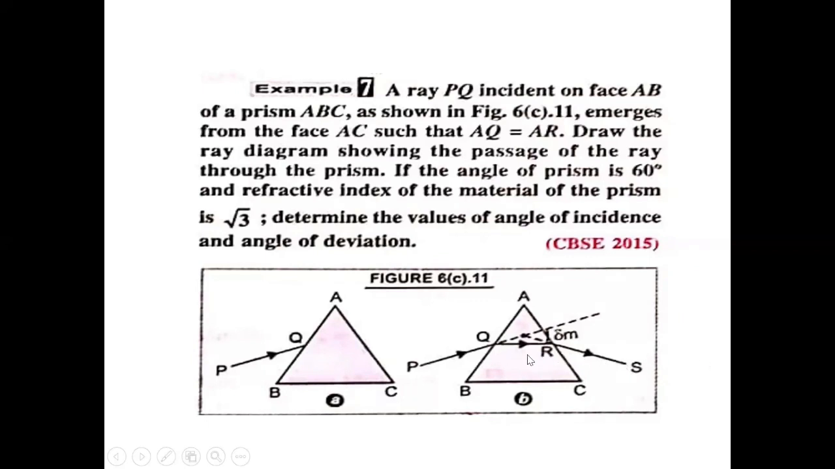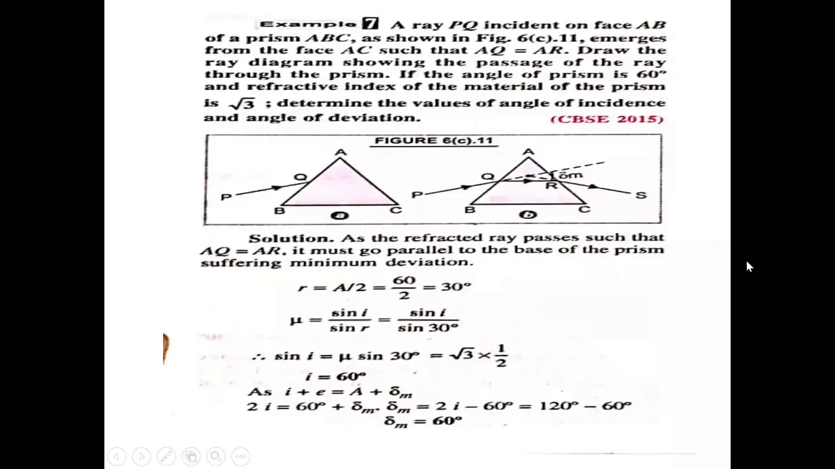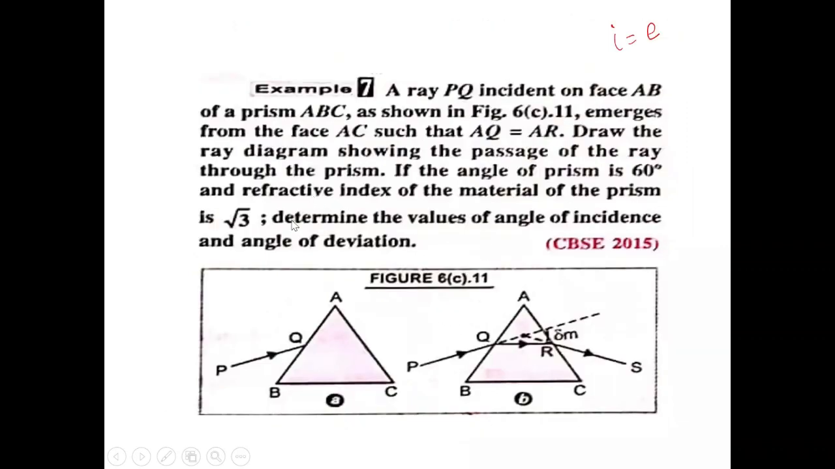So when it is traveling parallel to the base, what is the relation between the angle of incidence and the angle of emergence? Same. So you have to calculate: if the angle of the prism is 60 degrees and the refractive index of the material is given, you have to find the angle of incidence and the angle of deviation. So I plus E is equal to A plus del M. The angle of the prism is 60 degrees, so you can write 2I is equal to 60 plus del M. So I can find del M, and you can write sin I by sin R. The angle of incidence is given, and the refractive index is also given.